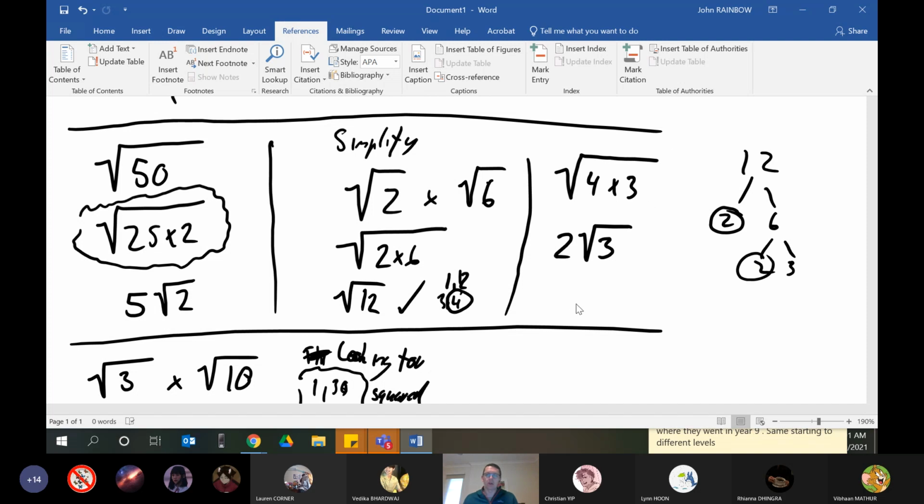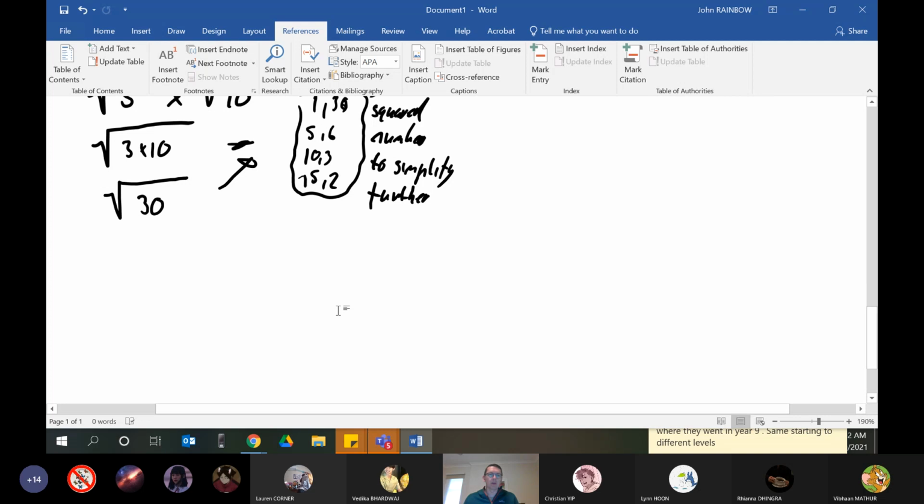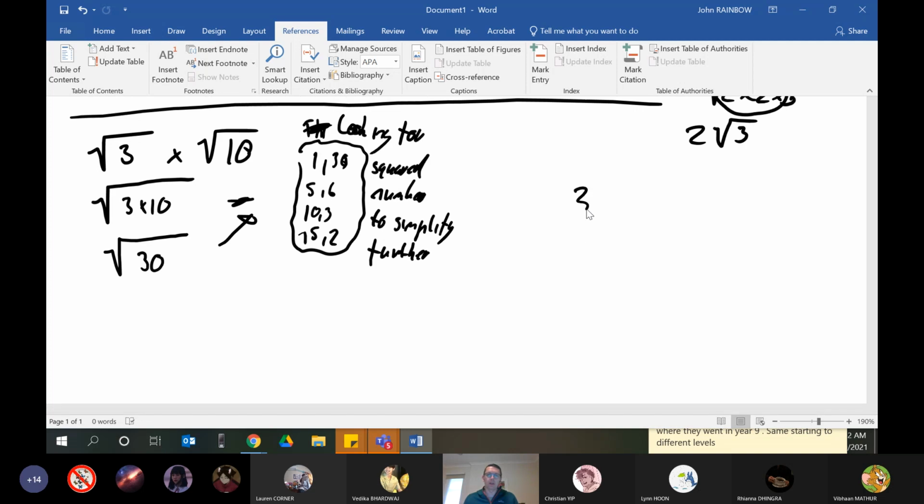So instead of this stage, I could have written this as the square root of 2 times 2 times 3. And because I've got 2 of them here, I can just take that out, which is going to be 2 root 3. And that's another way of doing it. If I wanted to look at 30, I could do a 30 factor tree: 6, 5, 3, and 2. Notice I've got no double ups, so therefore I know it's just as simplified as that.